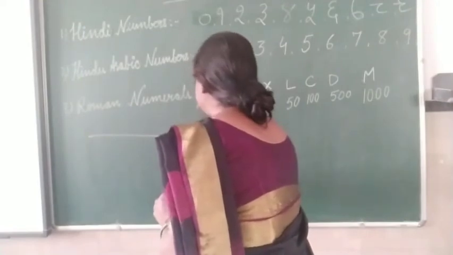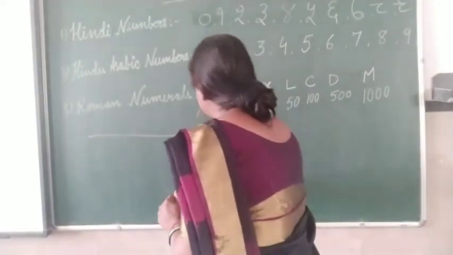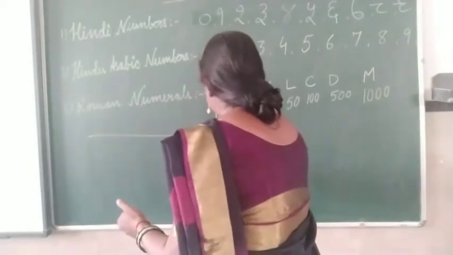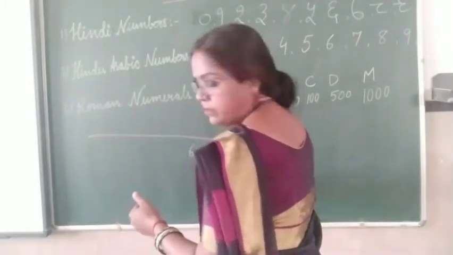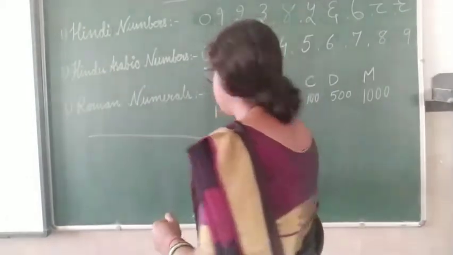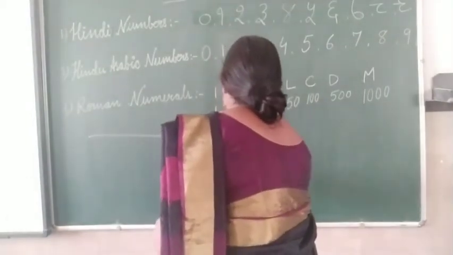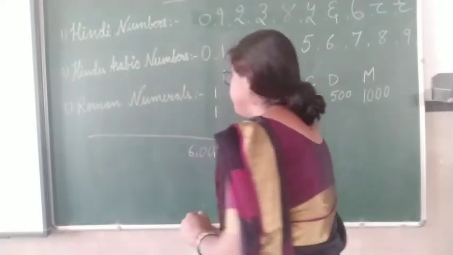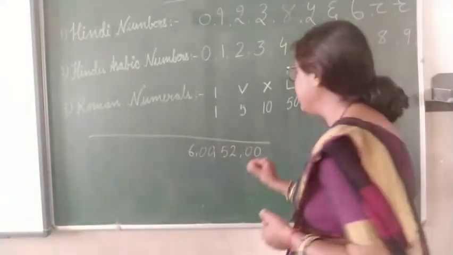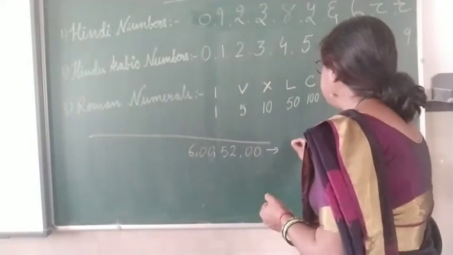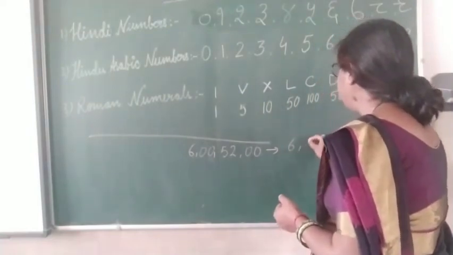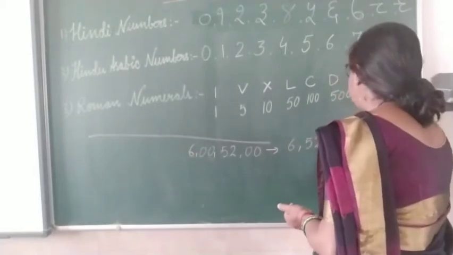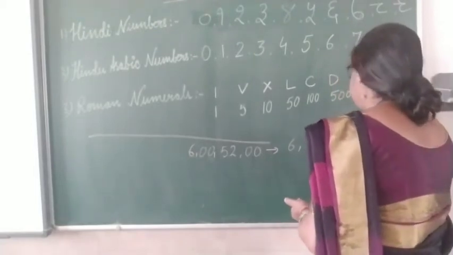6 crore, it means 6 is at the last period, that is the fourth period. Crore is there, and the number is 52,000. 52,000 is in the second period. This is what it should be. But generally children are doing it like this. What are they doing? 6 crore, then 52,000, and then they are doing like this.